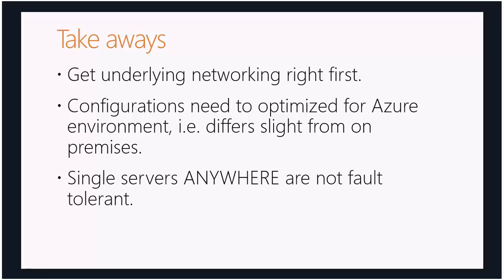Now, as I pointed out and reinforce again, single servers anywhere are not fault tolerant. No matter where they are, on-premises or in the cloud, if you only have one server running one role and that server is unavailable for some reason, those services won't be available. So in Azure, we can set up fault tolerance. We can load balance them. We can put them into affinity groups so that if one's down, the other one's not. Make sure that you understand this.